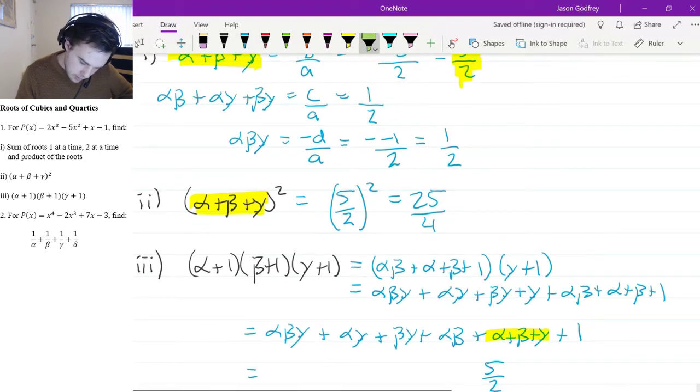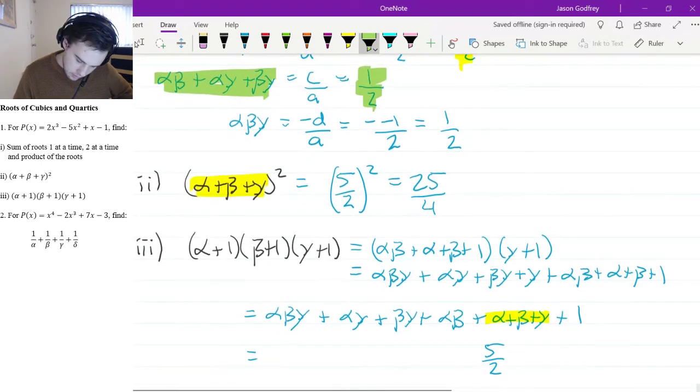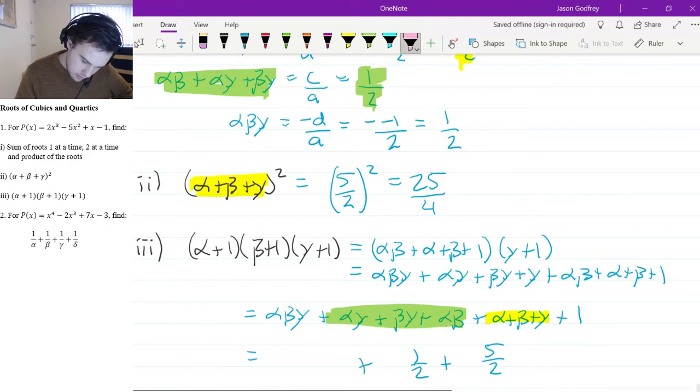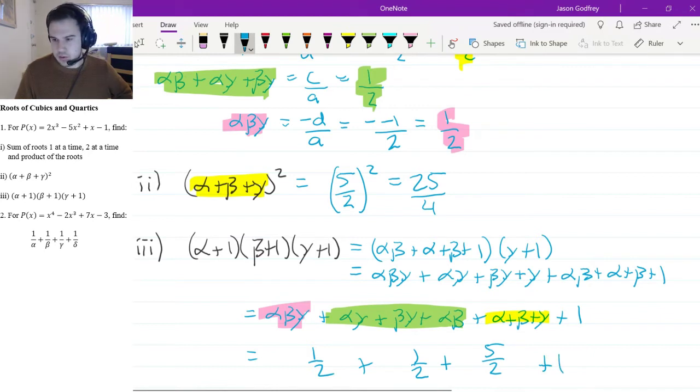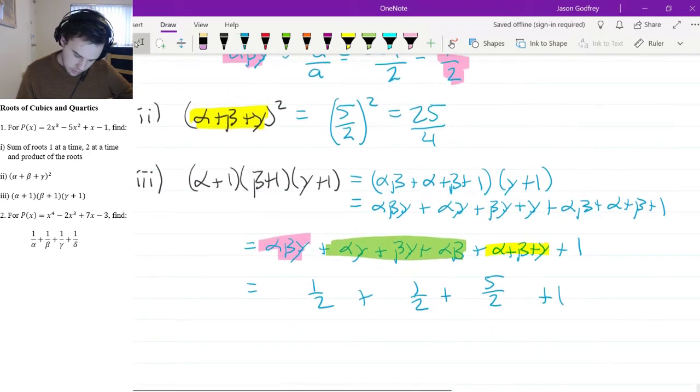Sum of the roots 2 at a time, right? This guy here in green, so yeah, it's plus a half, and the product of the roots was a half, so we've got that there, or plus a half, and then at the end of all that, plus 1. So what's that? Altogether we've got half plus a half, 1, 2, plus 2.5 is 4.5.